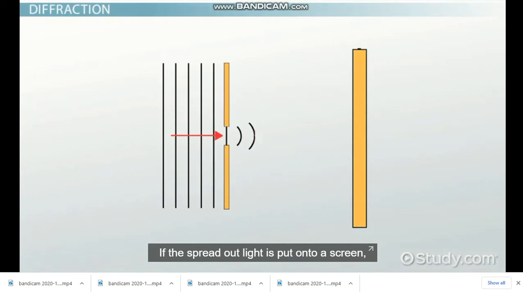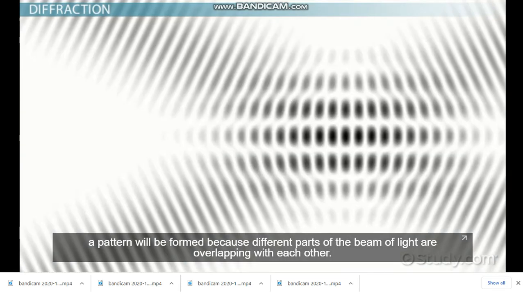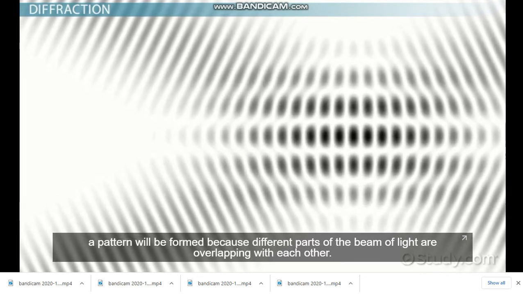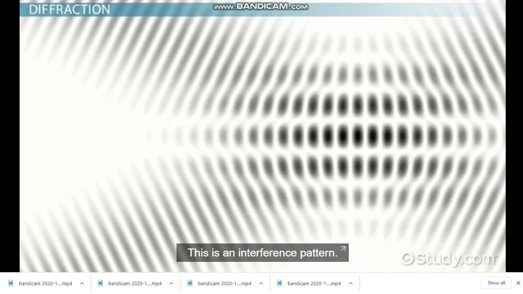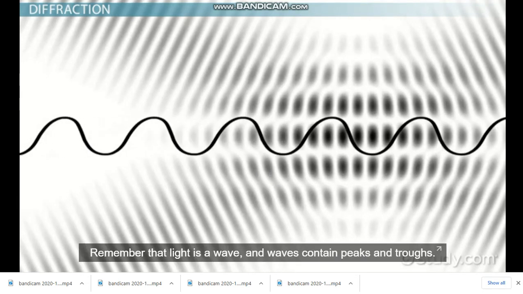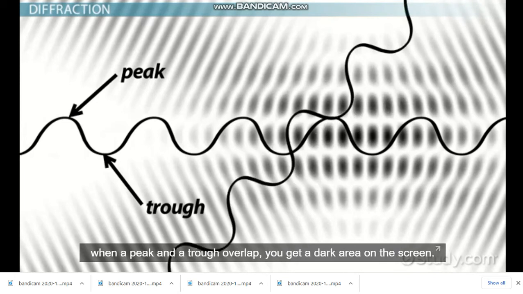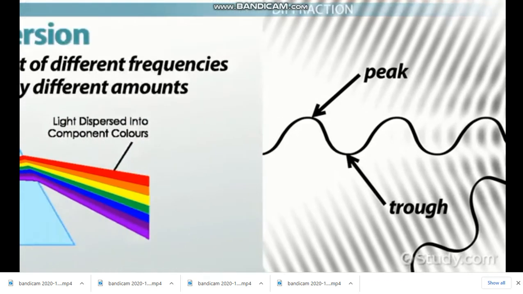If the spread out light is put onto a screen, a pattern will be formed because different parts of the beam of light are overlapping with each other. This is an interference pattern. But why does it occur? Remember that light is a wave, and waves contain peaks and troughs. When two peaks or two troughs overlap, you get a bright area on the screen. Whereas when a peak and a trough overlap, you get a dark area on the screen.